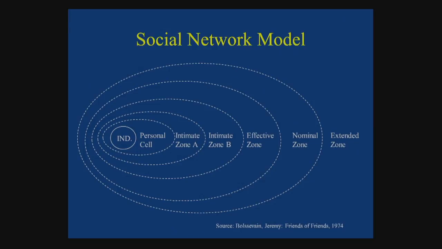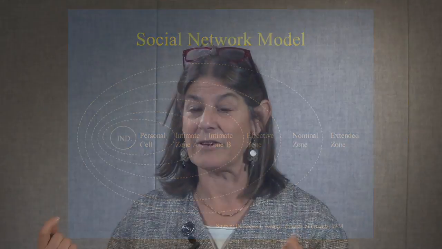And then we move out to a very extended zone. And this is the one that is interesting in social networks, because this affective zone, as well as the nominal and the extended zone, make up what we often call weak ties. That is, people who we don't know very well. But it turns out that these weak ties are very important for getting a number of things done.